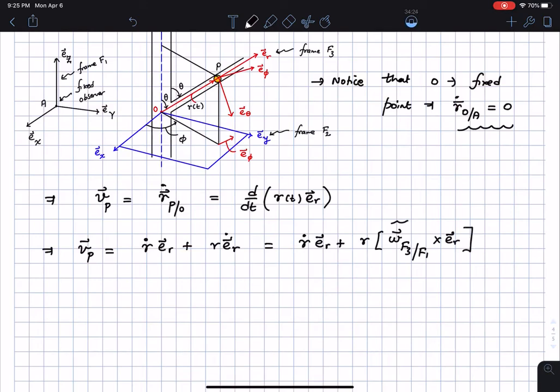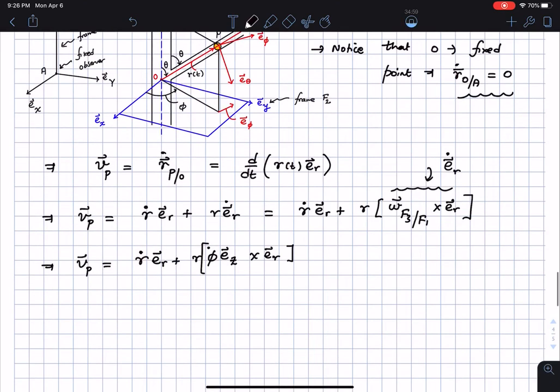Okay, this is the term E dot R. Then what is omega of F3 slash F1? We have that from the beginning of the problem. So Vp is going to be R dot ER, and then R times, instead of writing it as omega, I'm going to write it as phi dot, in the EZ direction, crossed with ER. Okay, so this is going to be the situation for us.